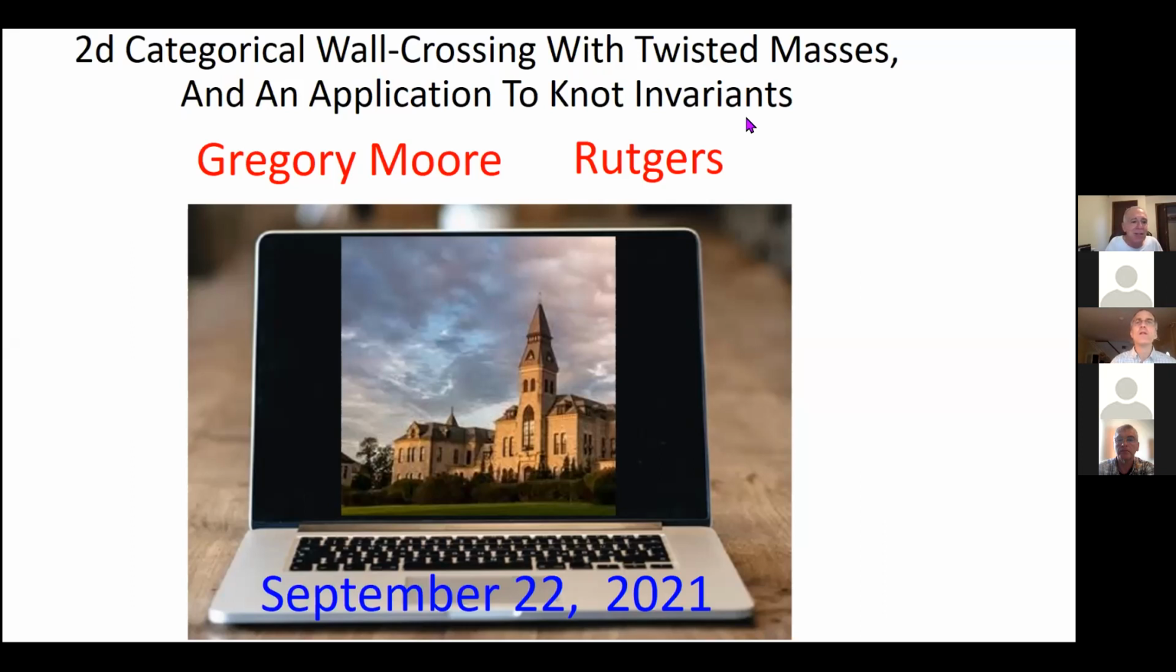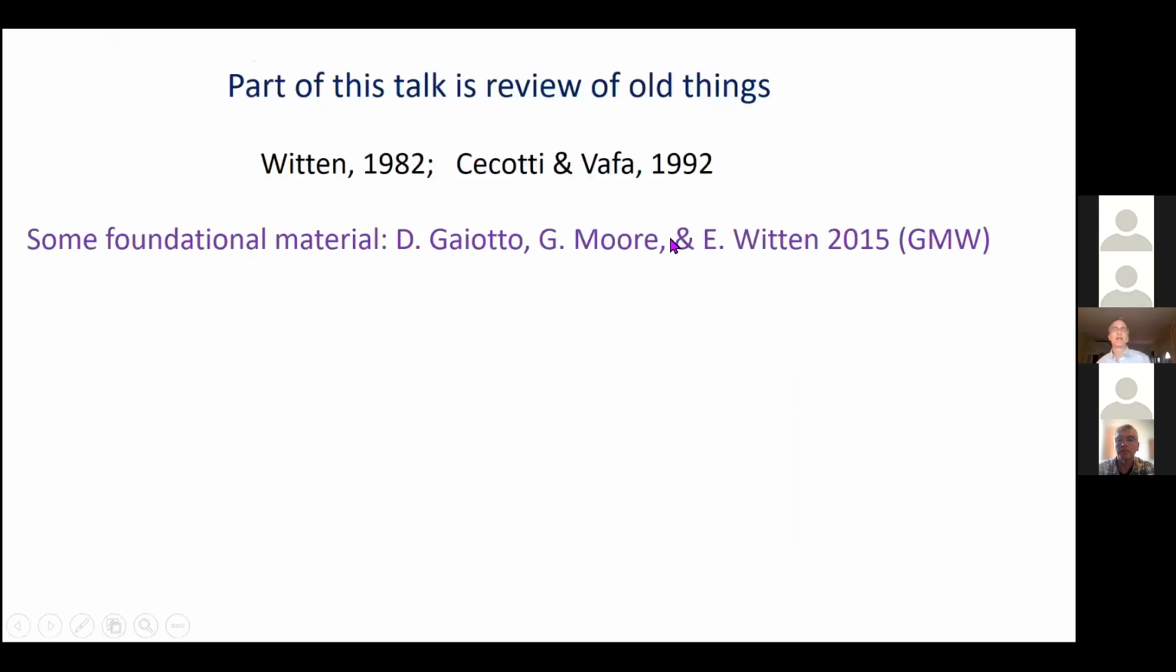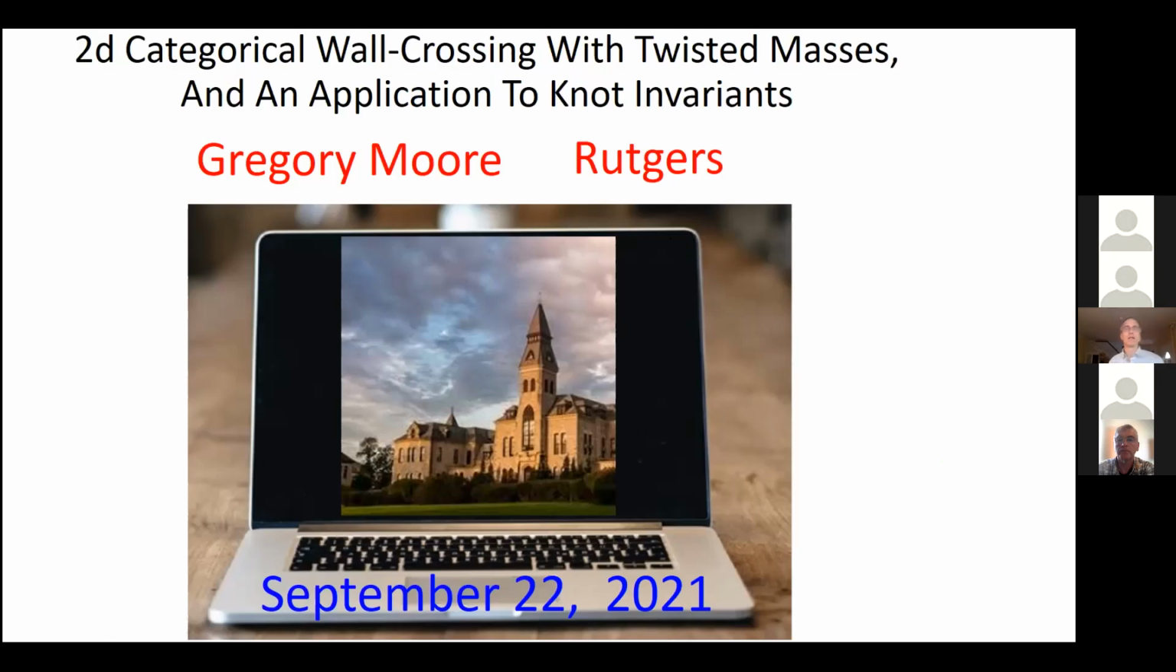Okay, so I'm trying to see if I can get the Zoom bar out of the way so it's not interfering with my slides. Does anybody know how to minimize the Zoom bar? Actually, I'll just work around it. I don't see... You mean at the bottom? Yeah. Okay, I just did it. Okay, good. Now it's fine.